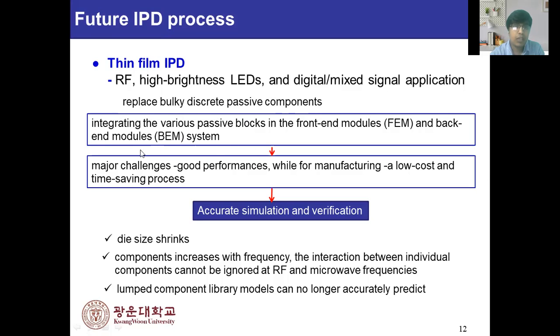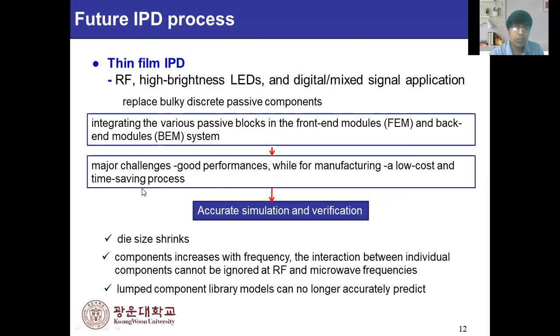And the most important thing is that in integrating various devices into IPD technology, in the front end and back end, a lot of challenges come up. The major challenge is integrating a lot of devices on the same substrate without degrading the performance. So how to improve this performance? Also, during manufacturing the cost increases, and the processing time of this technology also increases with the complexity of the design. So that's why it is a major challenge for IPD technology.